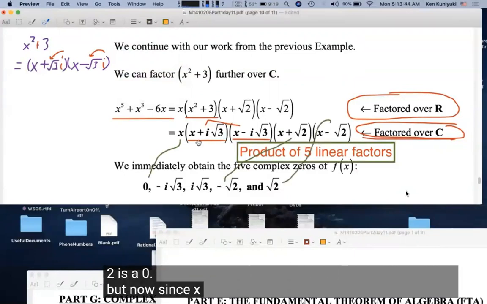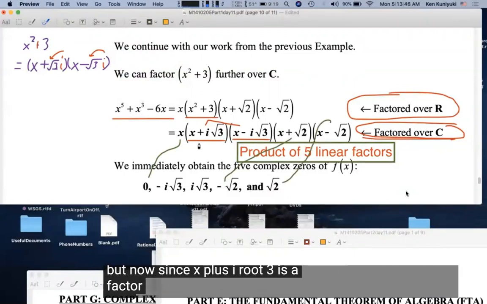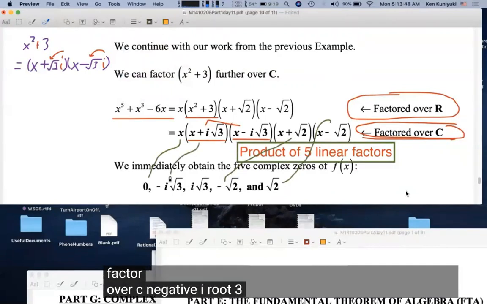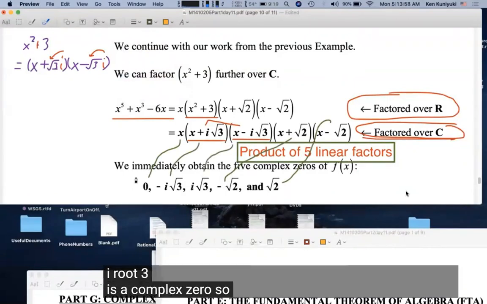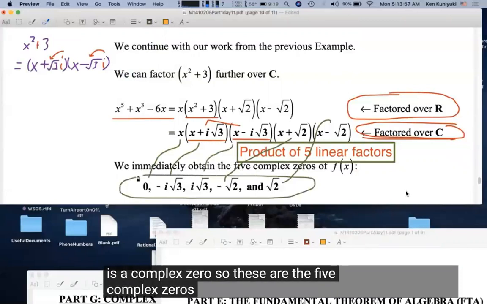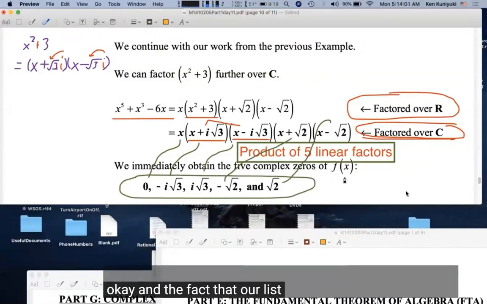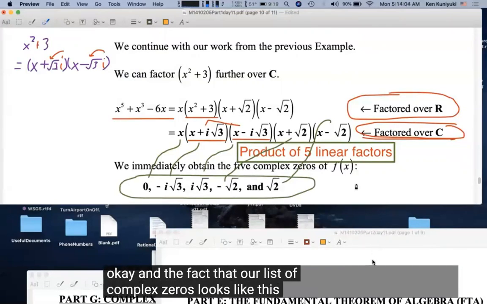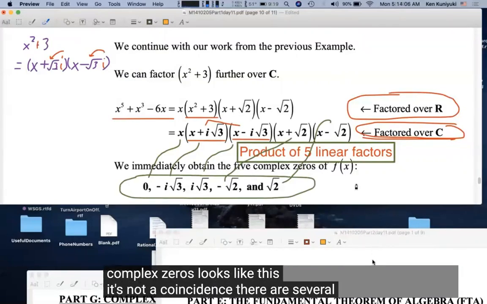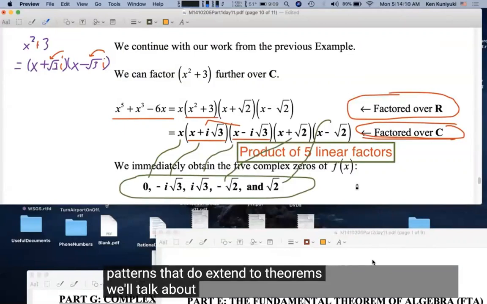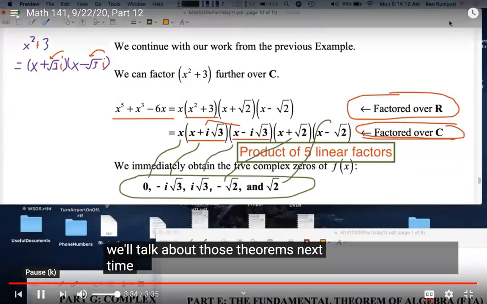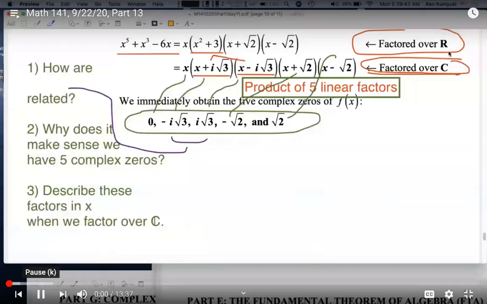But now, since x plus i root 3 is a factor over C, negative i root 3 is a zero. And because x minus i root 3 is a factor, i root 3 is a complex zero. So these are the 5 complex zeros. And the fact that our list of complex zeros looks like this is not a coincidence. There are several patterns that do extend to theorems. We'll talk about those theorems next time.